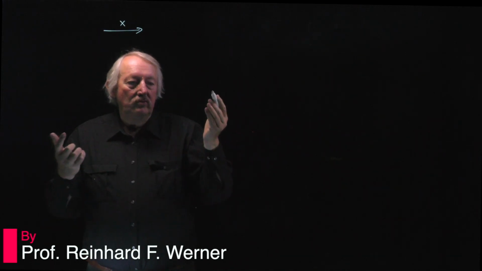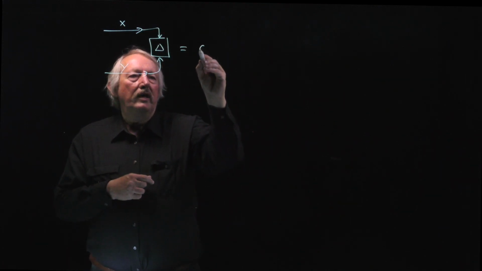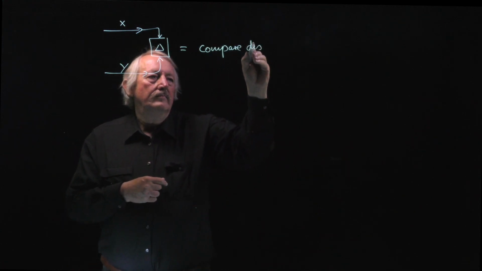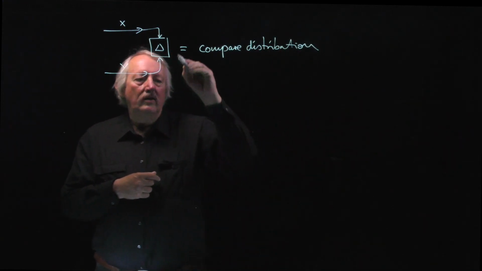So in the previous video, I was just explaining measurement uncertainty, and there was one open thing, namely, we had this situation where we had a source that produces values x, and another one that produces some other values, call them y now, and we compare these, and it's a comparison of distribution. So this delta was supposed to mean compare distributions. So I owe you an explanation now of how to do that.